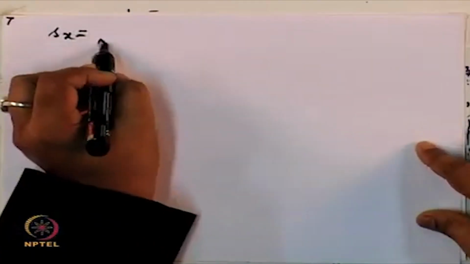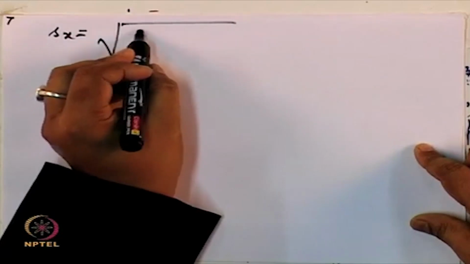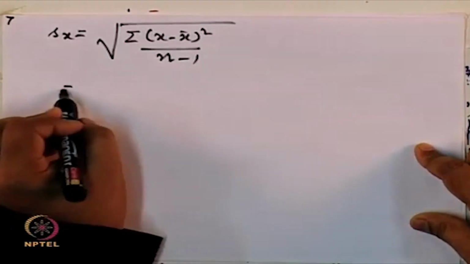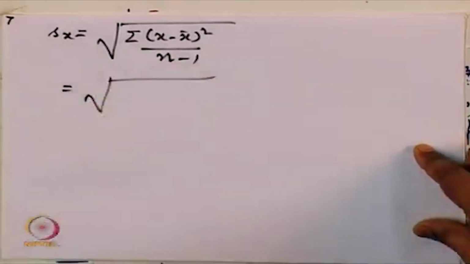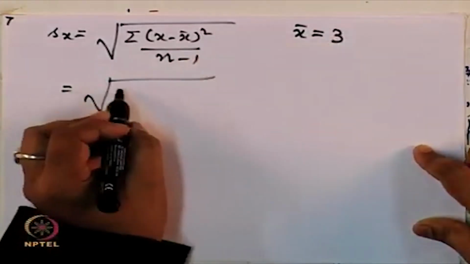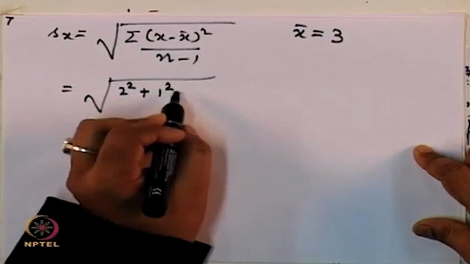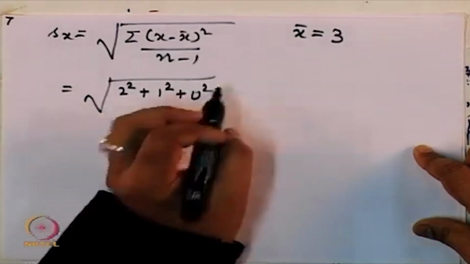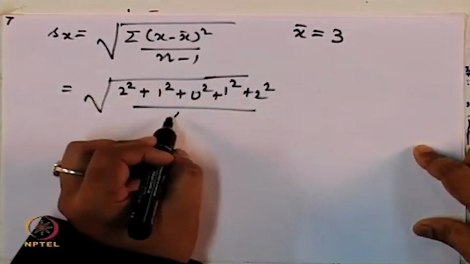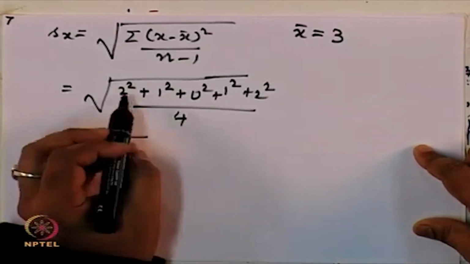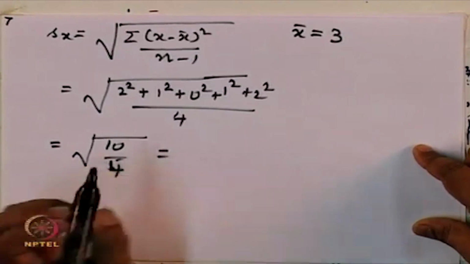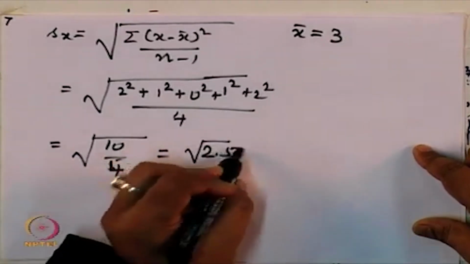s x is equal to square root of summation of x minus x bar whole square by n minus 1, is equal to root of. So, in this case x bar is equal to 3. So, it is 2 square plus 1 square plus 0 square plus 1 square plus 2 square, whole divided by n minus 1, which is 4, is equal to square root of 4 plus 4 plus 1 plus 1, 10 by 4, equal to root of 2.5.